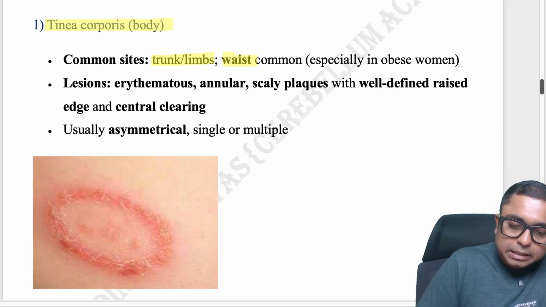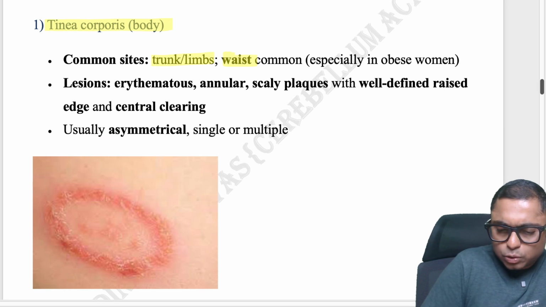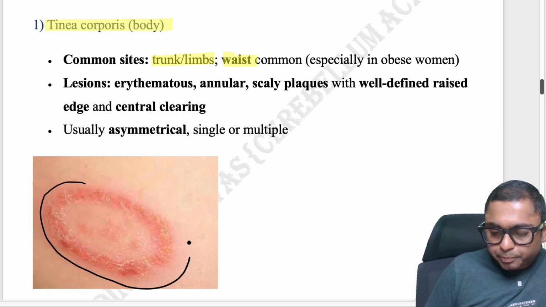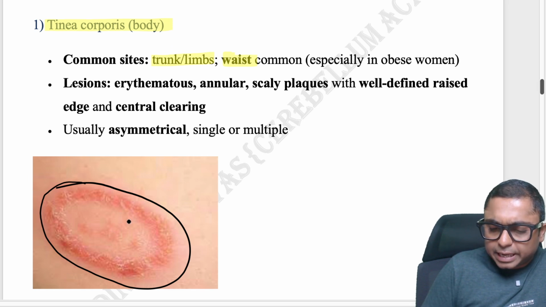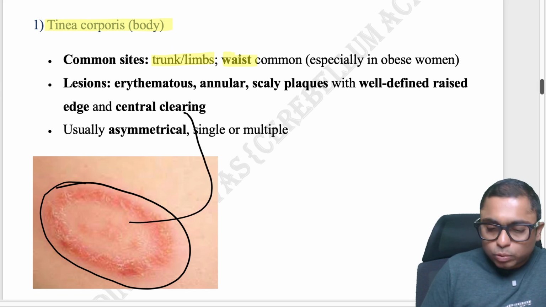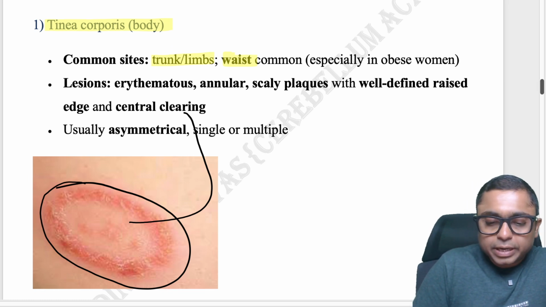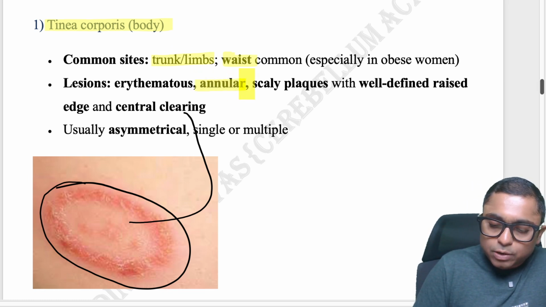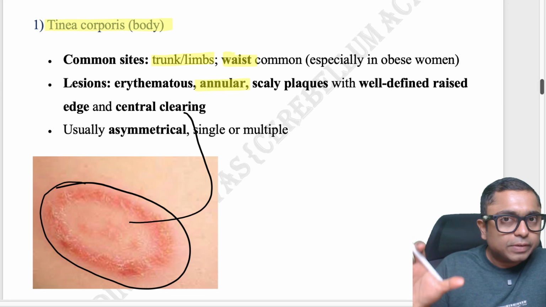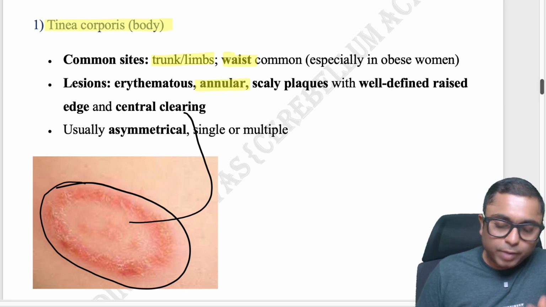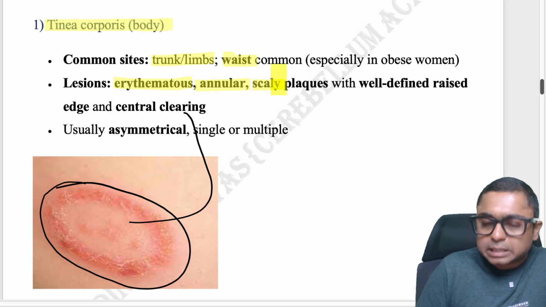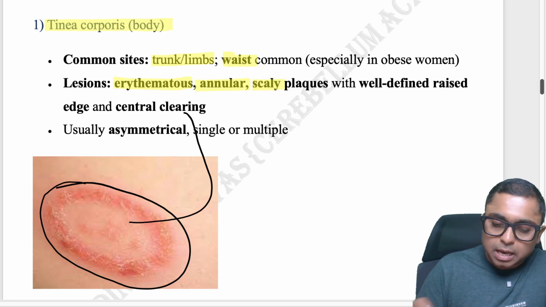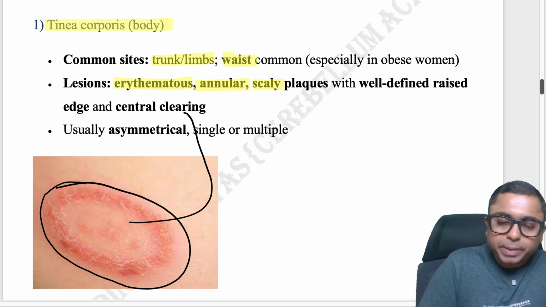You can see this is the clinical picture of the lesion, which looks like a round lesion, isn't it? It has a center which is very clear. The center is clear and it is a round lesion, and this type of lesion we call in dermatological terms an annular lesion. A round lesion with central clearing, annular lesion, right? And at the periphery you can see there is erythema, redness, and also scaling is present.